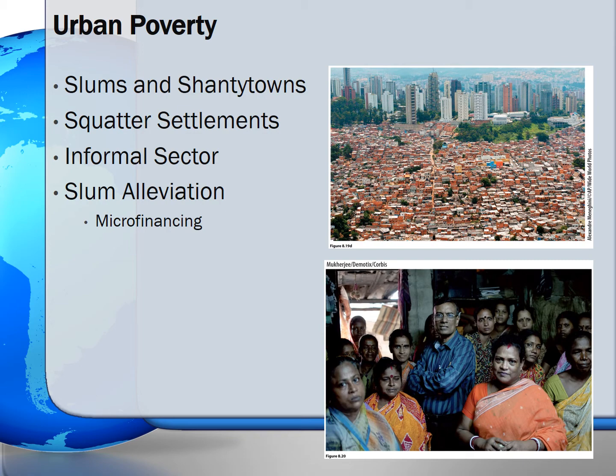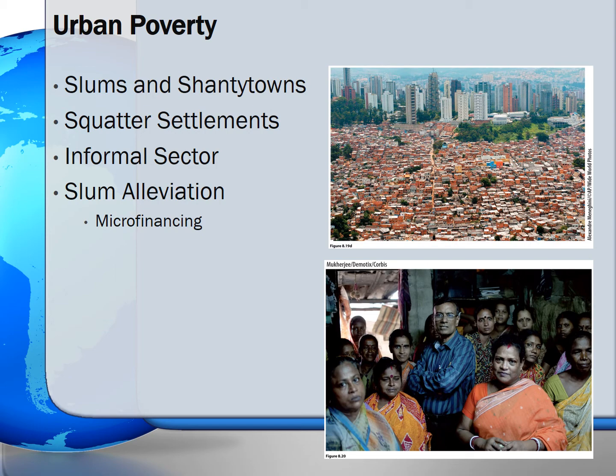A slum is an area of a city characterized by overcrowding, makeshift housing, or dilapidated housing, and little or no access to basic infrastructure and services such as clean water and waste disposal. When people build shelters on property without the consent of the landowner, they are more accurately termed squatter settlements. These types of settlements in Brazil are called favelas. The top photo shows a favela area on the outskirts of São Paulo, Brazil.